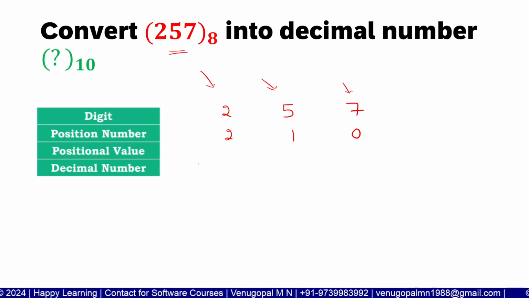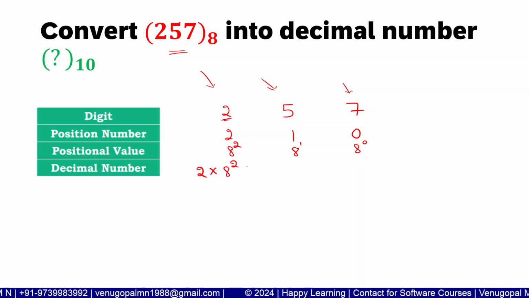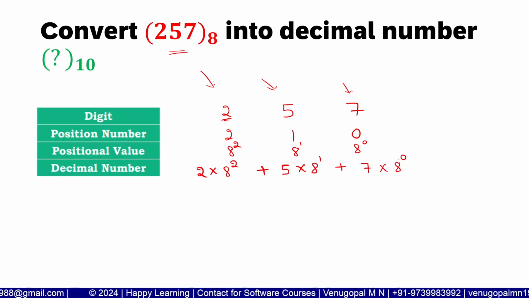I have to calculate the positional value. Positional value base is what? 8 to the power of 0, 8 to the power of 1, and 8 to the power of 2. Okay, and now the equivalent decimal number. In order to get the decimal number, what do I have to do? I have to multiply the given digit 2 with the positional value 8 square, plus the given digit 5 into 8 to the power of 1, plus 7 into 8 to the power of 0.